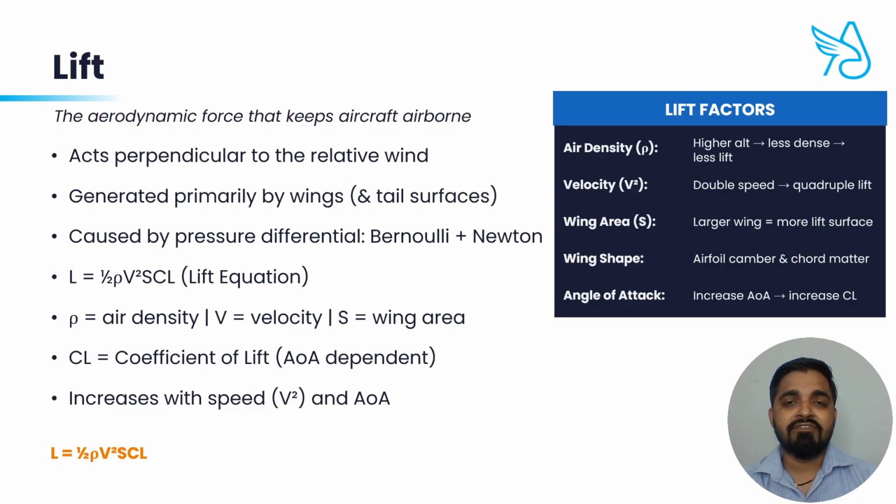CL refers to the coefficient of lift, and this depends on the shape of the wing and the angle of attack. So to summarize in short, you get more lift by going faster, flying in denser air, or increasing the angle of attack. This is why fixed wing UAVs need to build up speed before they can take off. They need enough velocity to generate sufficient lift.